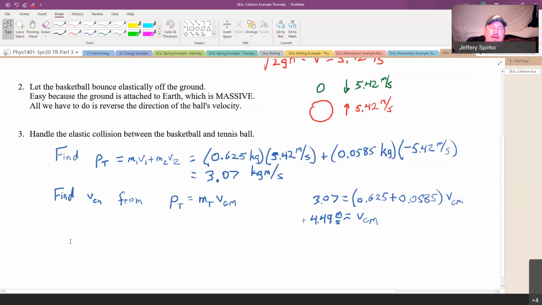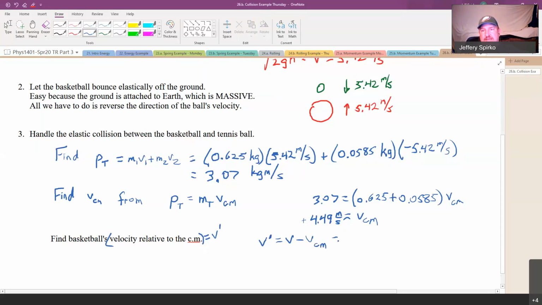So now, I only care about the basketball. So now I'm going to find the basketball's velocity relative to the center of mass. So this is V prime is equal to V minus V center of mass. So this V prime is the velocity relative to the center of mass.